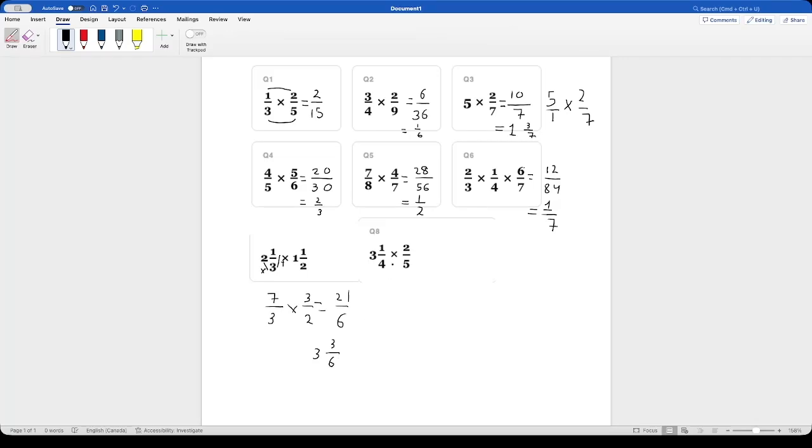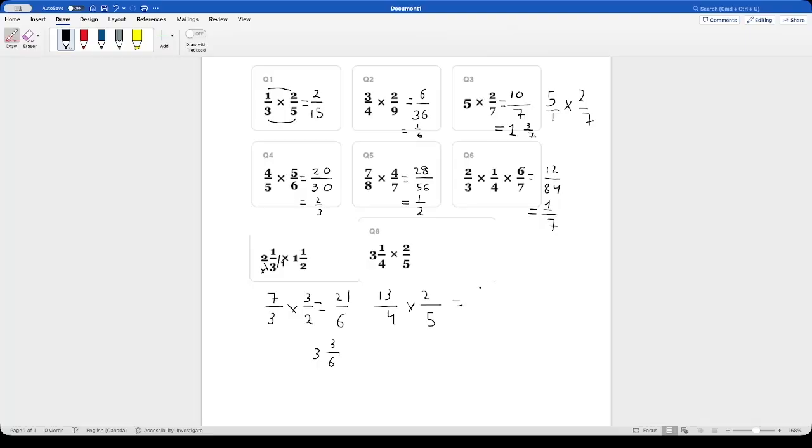All right, last question. Here we go. So converting them to improper fractions. 3 times 4 is 12, plus 1 is 13. So we're going to write 13 over 4 times, and this is already done for us, 2 over 5. All right, and what is that going to give us?